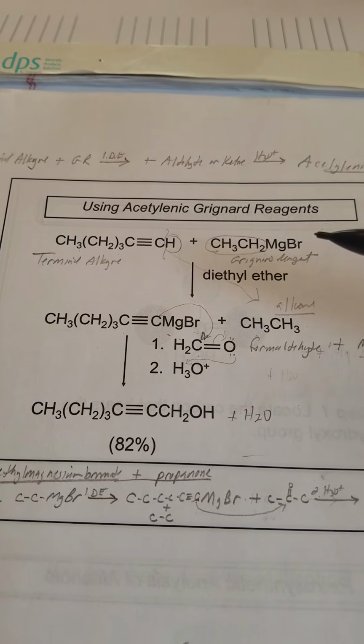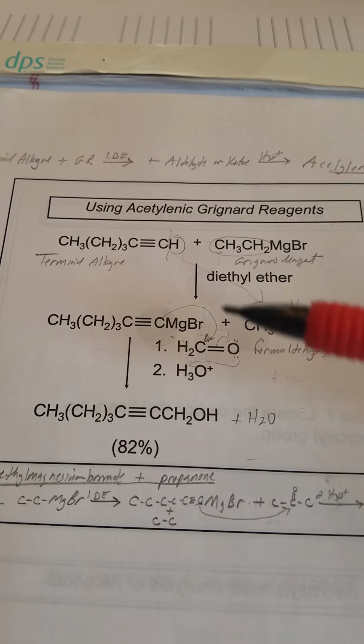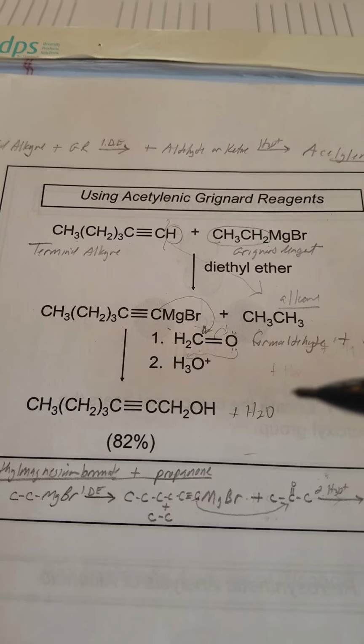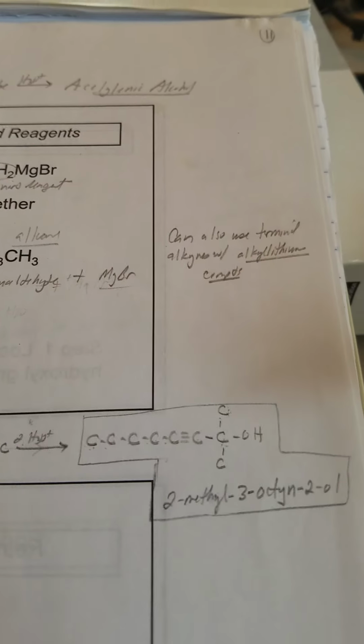And again, you don't have to use an organometallic Grignard reagent. You can use a lithium compound as well. So your organolithiums can be used as well.